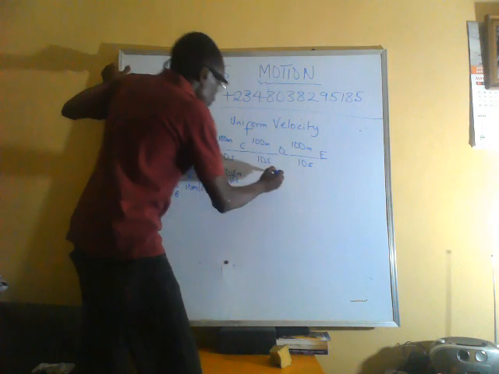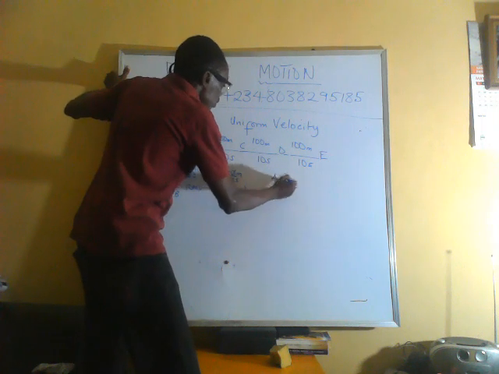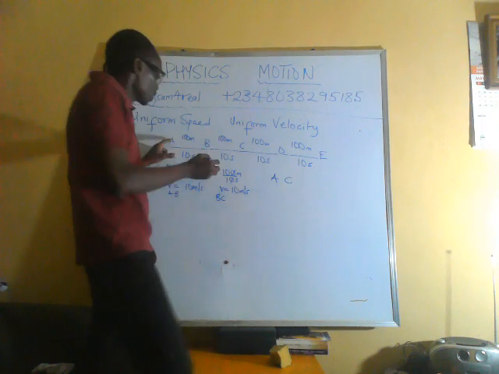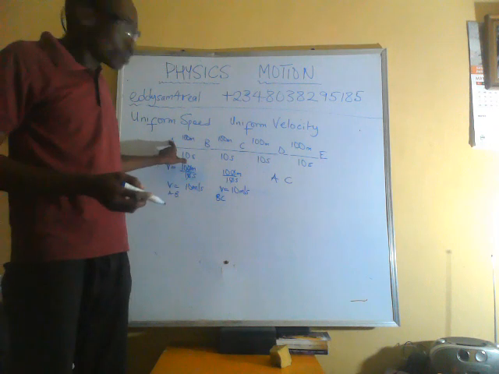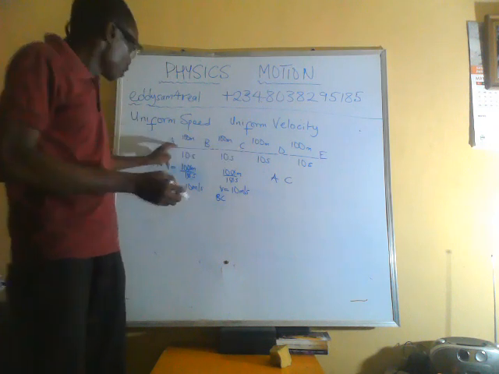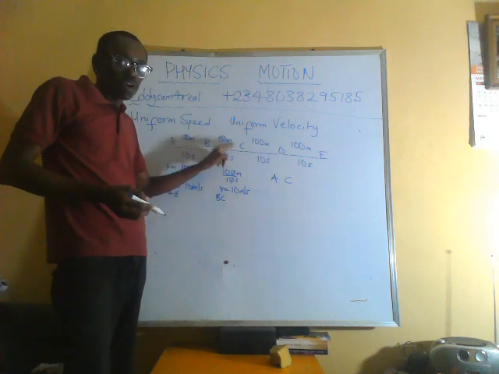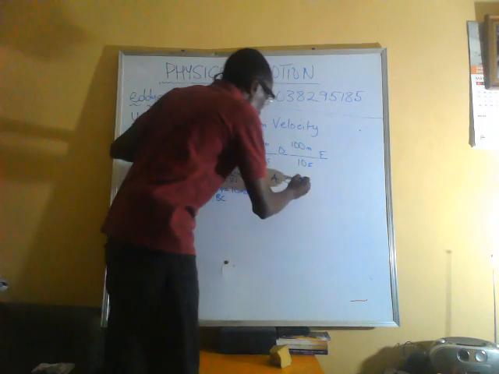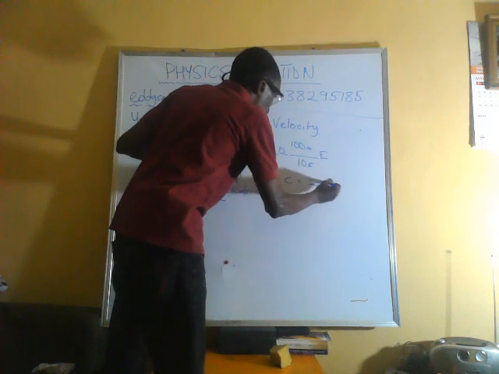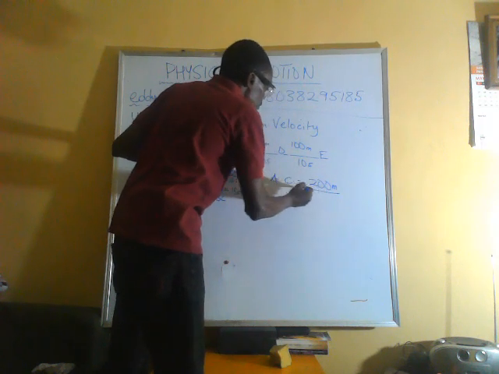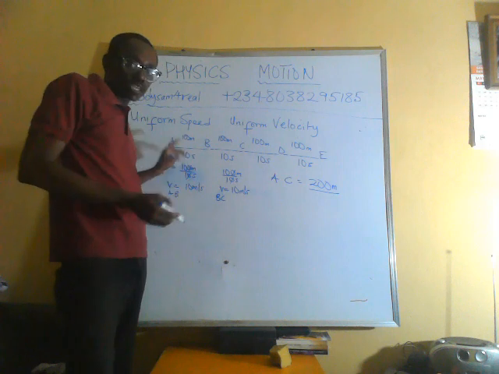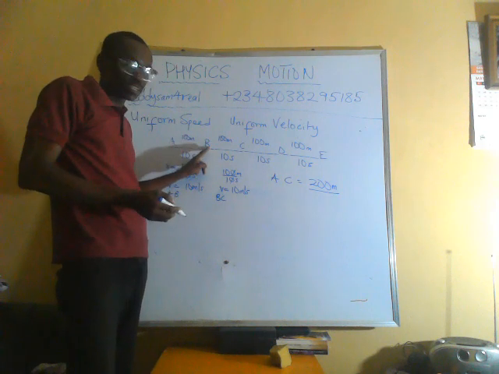So I want to measure the velocity from A to C. Now, the total distance from A to C is what? From A to B is 100 meters. From B to C is 100 meters as well. So 100 plus 100 gives us 200 meters. So time taken from A to B is 10 seconds.